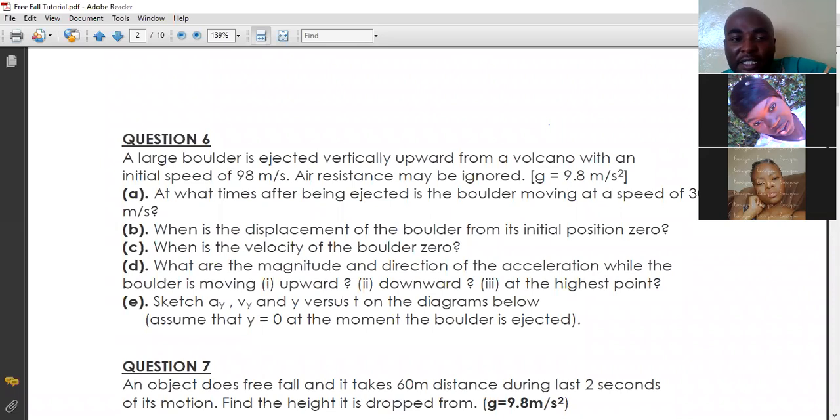So since we've read that it is 98, it will start to reduce until 0 at the highest point. Then again, it will start being negative until it's negative 98. So what we're trying to say, at what times means there are 2 times when it has a speed of 30. One, when it's going up, which will be positive 30, and when it's coming down, which will be negative 30.